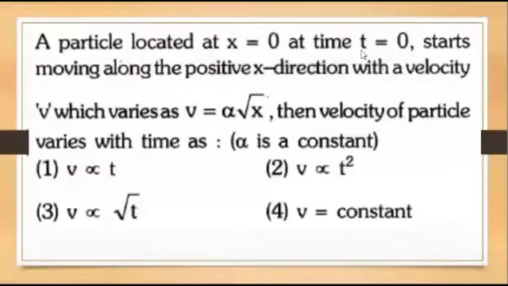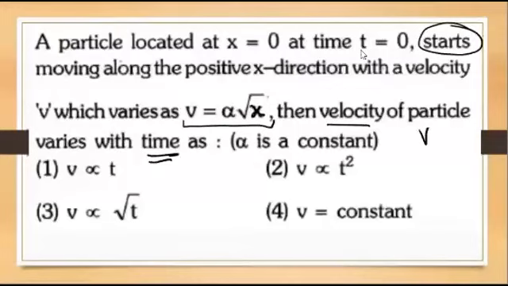A particle located at x equal to 0 at t equal to 0 starts moving, meaning initial velocity 0, along the positive x-axis with velocity v varying as this. So this is the equation where velocity as a function of x is given. Then velocity of the particle varies with time. It means we need velocity as a function of time.